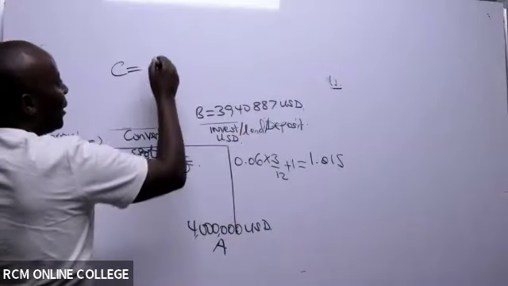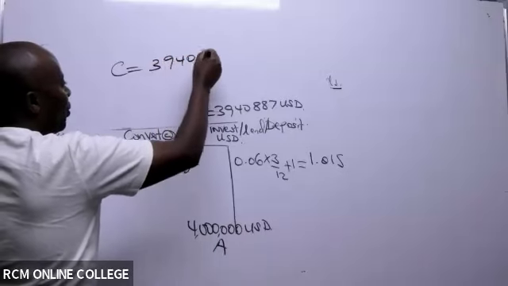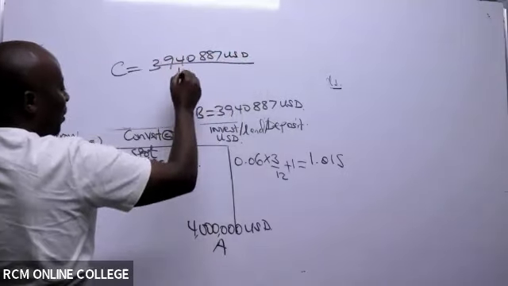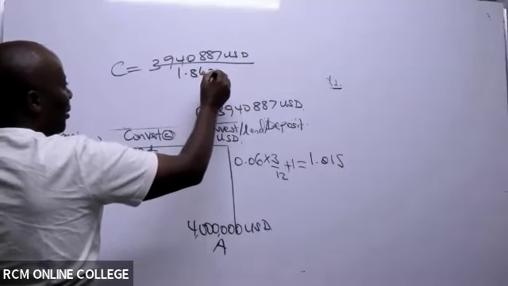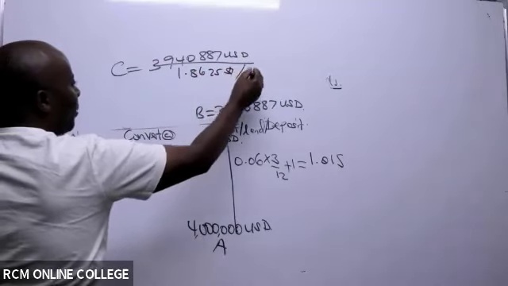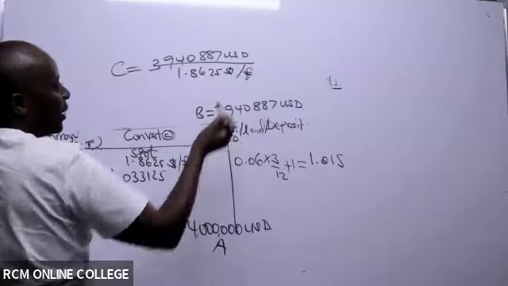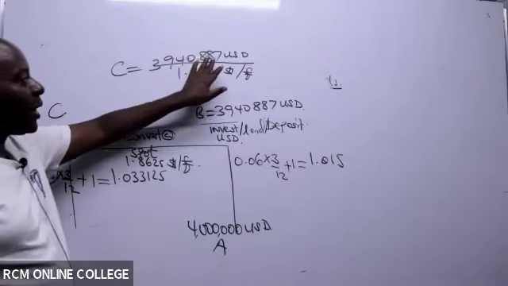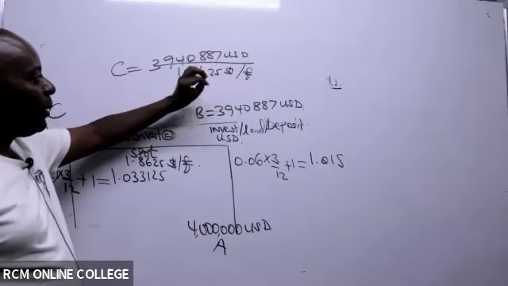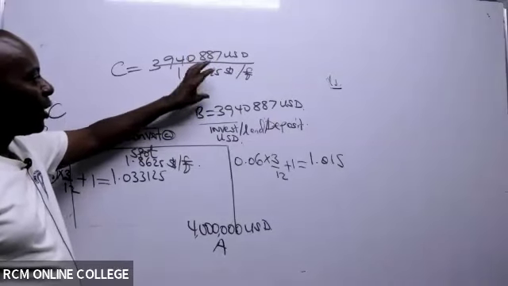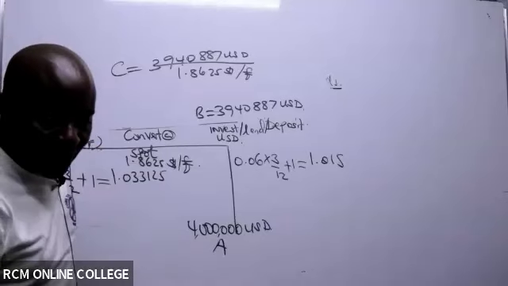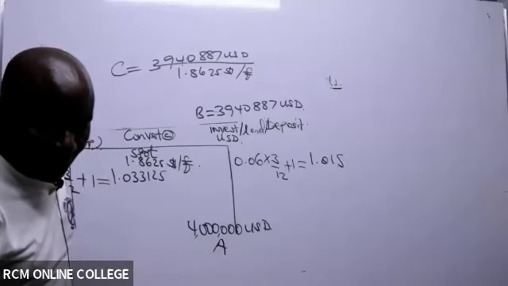So answer C, we are taking these 3940887 US dollars. We divide this by 1.8625 dollars per pound. You can see in this case, dollar and dollar will cancel out. And remember, I'm not using the figure that is in the calculator. No, I'm writing this afresh, because for amounts, I shall always use a whole number. So this divided by this will end up giving me 21.